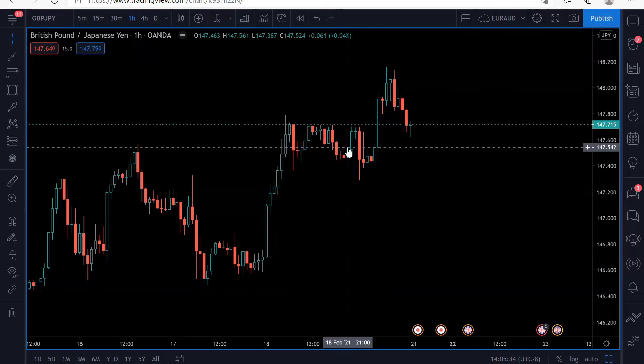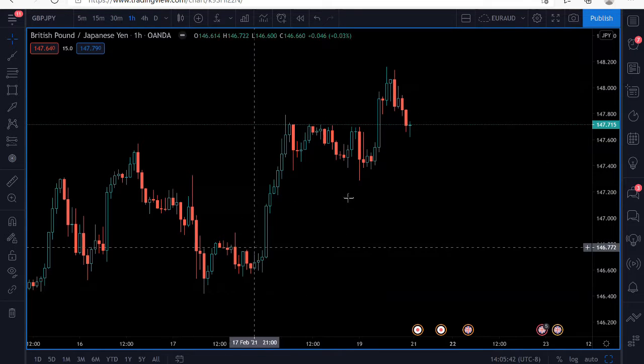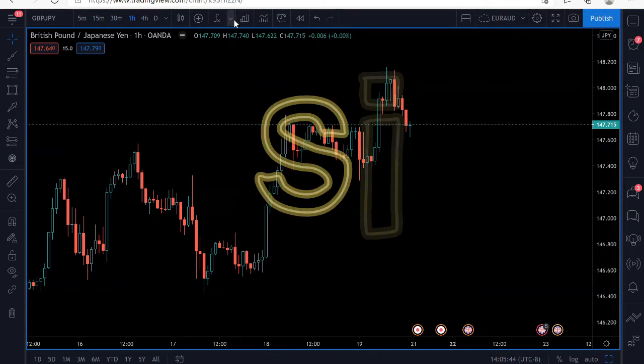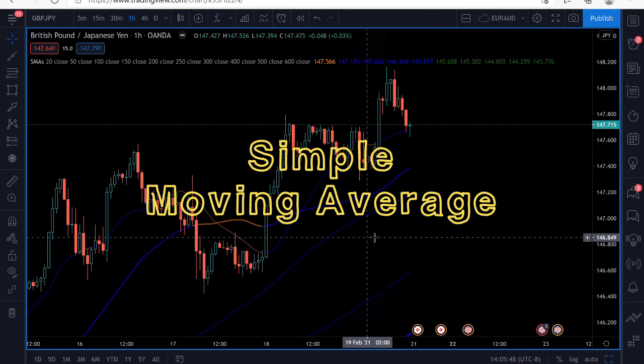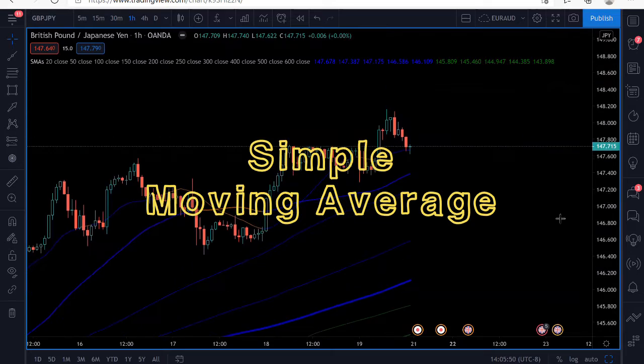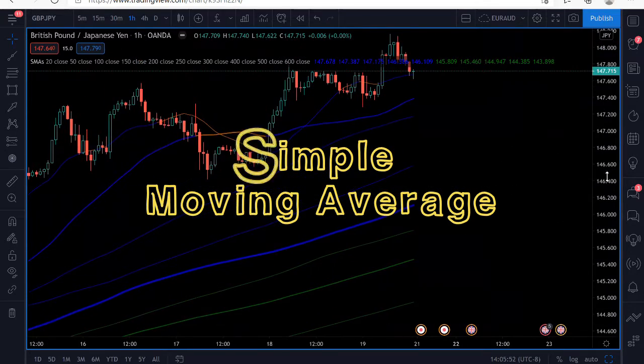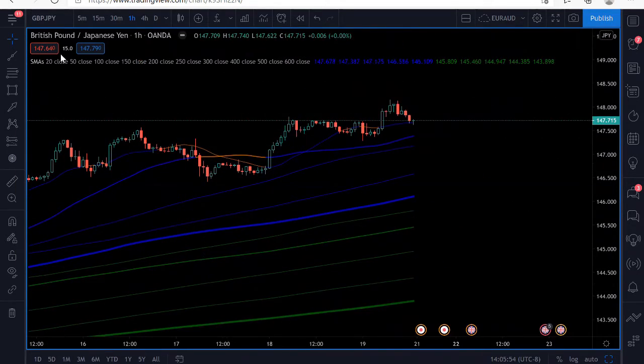So a few reasons why use a moving average. A moving average can help confirm the market's direction. It can help let you know if it's bullish or bearish. So let's pull one on here. We're going to put our simple moving averages on there. Now this right here is our basic simple moving averages. As you see, all these lines because we have our 20, 50, 100, so on and so forth.